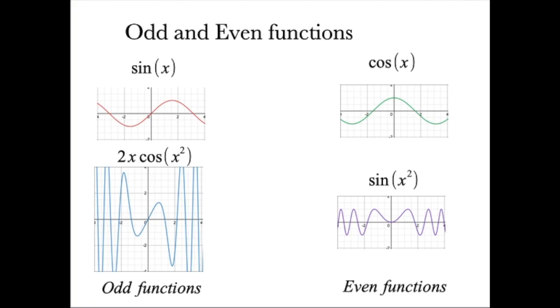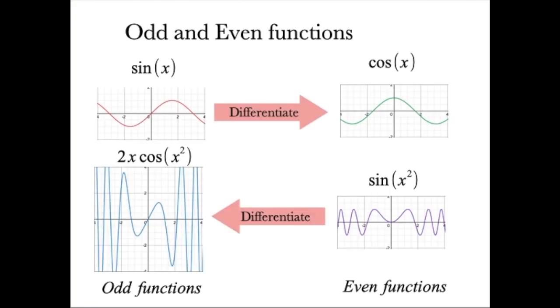And we have a name for these two different types of functions. The ones on the left are called odd functions, and the ones on the right are called even functions. And you may have noticed that when we differentiate the odd function, like sine x, we end up with an even function, cosine x. And when we differentiated an even function, sine x squared, we ended up with an odd function, 2x cosine of x squared. And the exercise is to use the chain rule to show this fact.